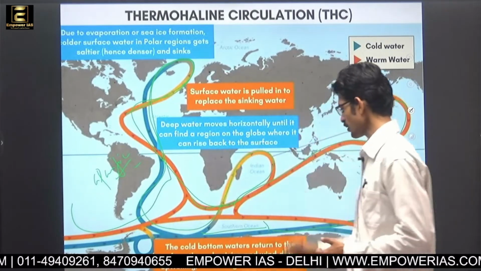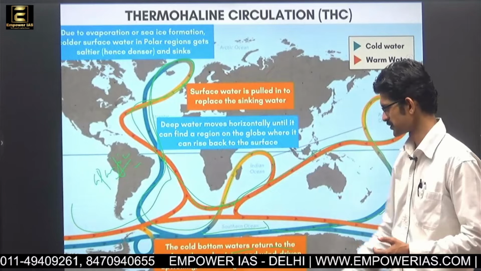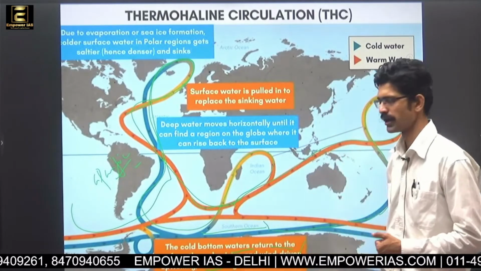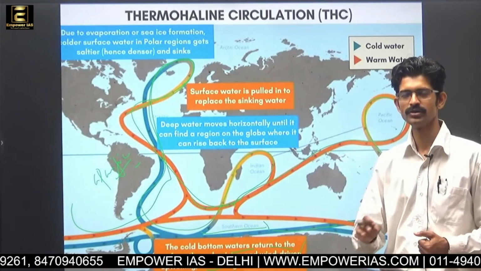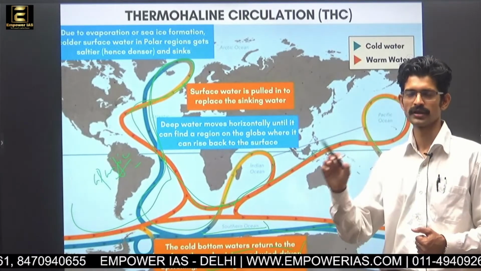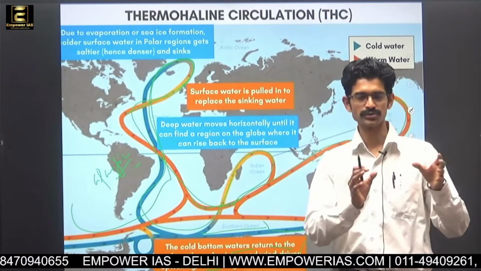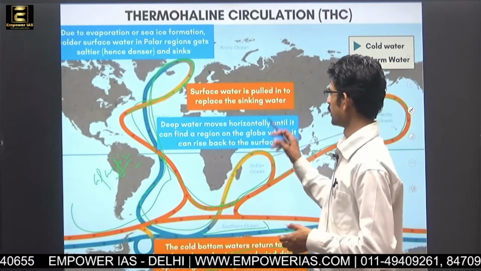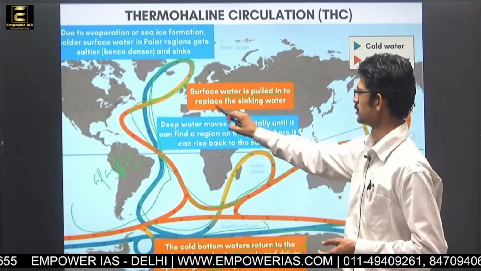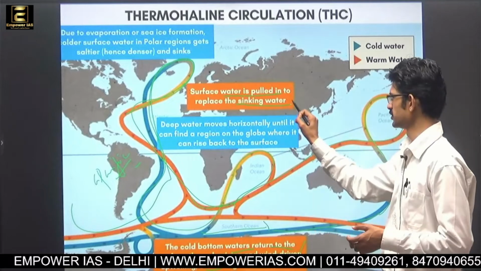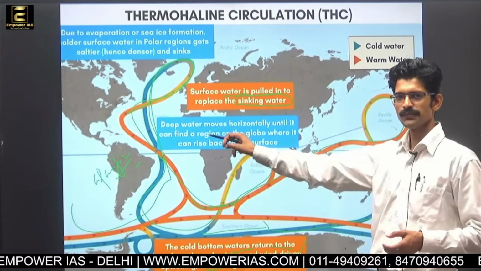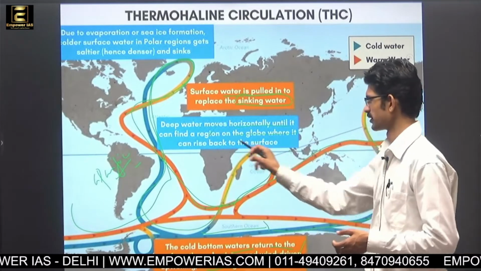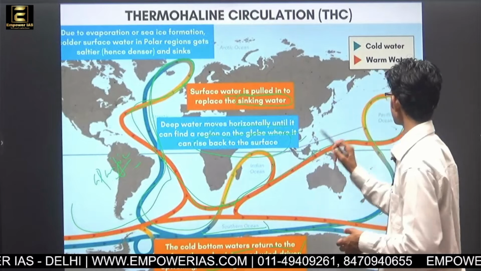Now, cold bottom water returns to the surface through mixing and wind-driven upwelling, leading to continuous conveyor belts which carry all the nutrients, water bodies and various kinds of biodiversity sources from one part of the earth to the other part, and the surface water is pulled into the ocean and leads to sinking water. With deep water, there is horizontal movement until we find a region of the globe where there is a lack of rise of the surface.